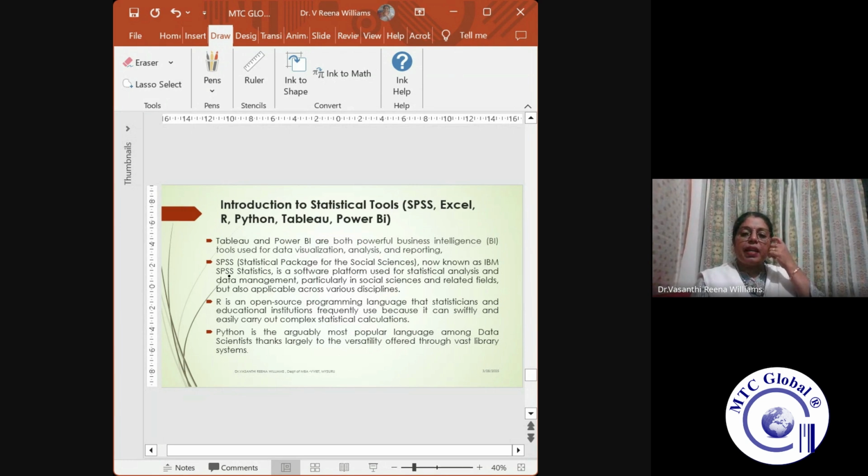SPSS, that is Statistical Package for the Social Sciences, now known as IBM's SPSS Statistics, is a software platform used for statistical analysis and data management, particularly in social sciences and related fields. R is an open source programming language that statisticians and education institutions frequently use because it can swiftly and easily carry out complex statistical calculation. Python is arguably the most popular language among data scientists, thanks largely to the versatility offered through vast library systems.